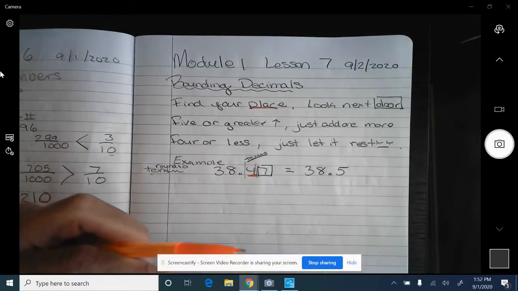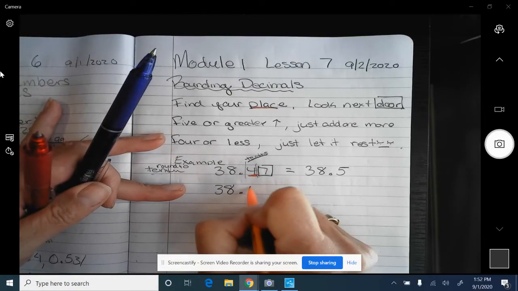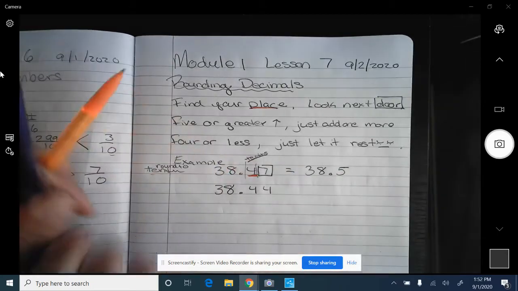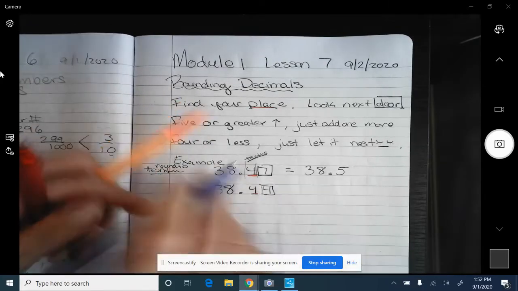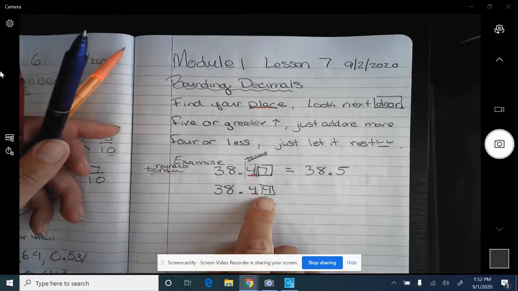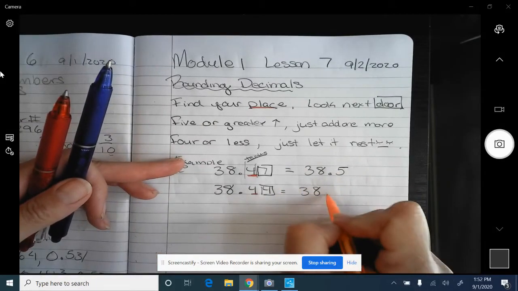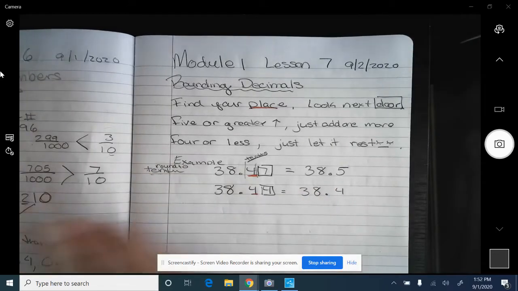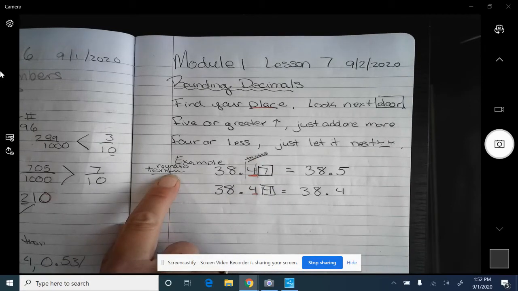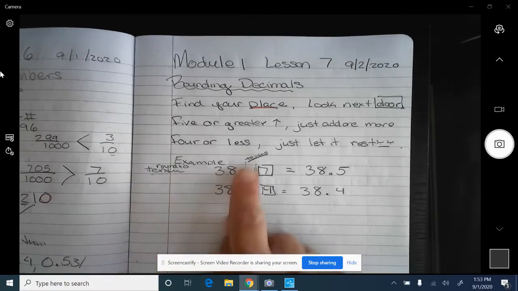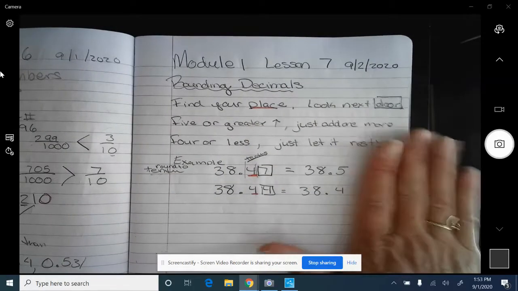Now, if it was 4 and below, I'll try the exact same number, 38.44. I would find my place, look next door, 4 or less, let it rest. So instead of shoving it up to 5, I'm going to let it rest at 4. No matter what you're doing, you're stopping in your place. So when it asks me to round to the tenths place, I go to my tenths place. I know no matter what, my number is stopping right there. See how it stopped at the tenths?